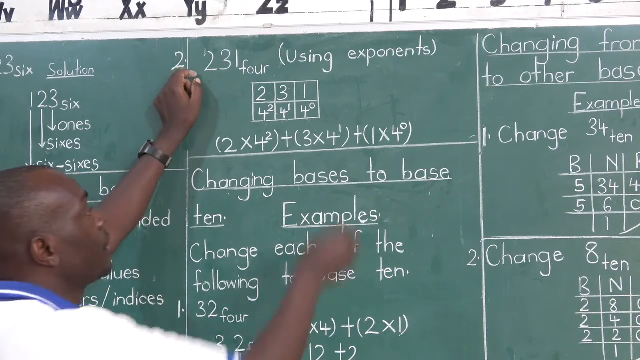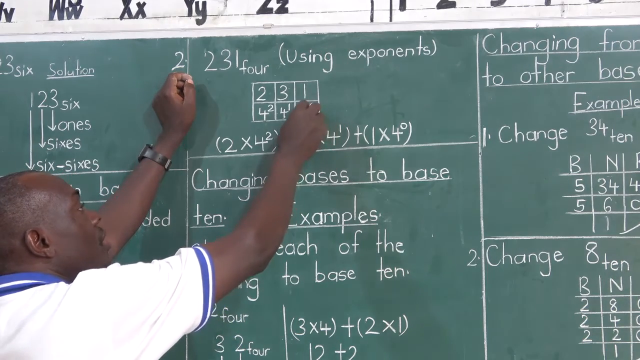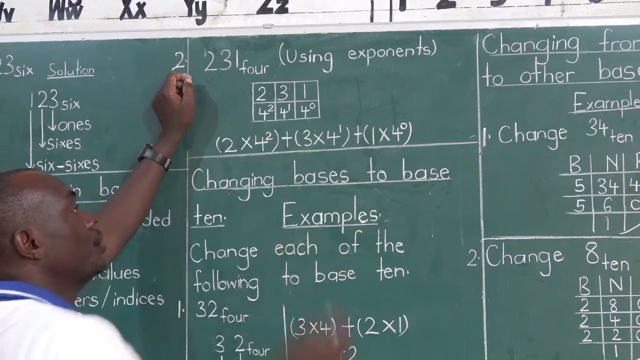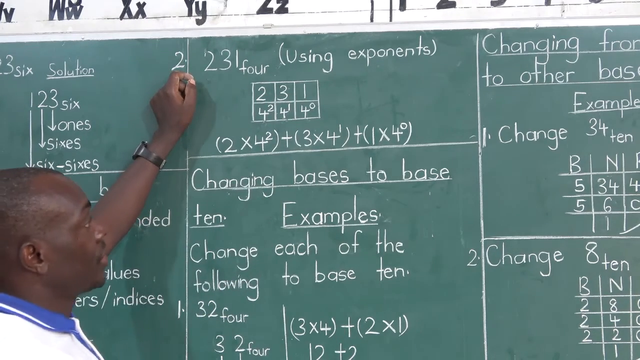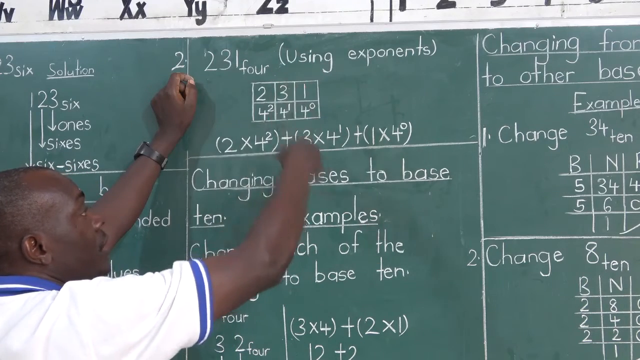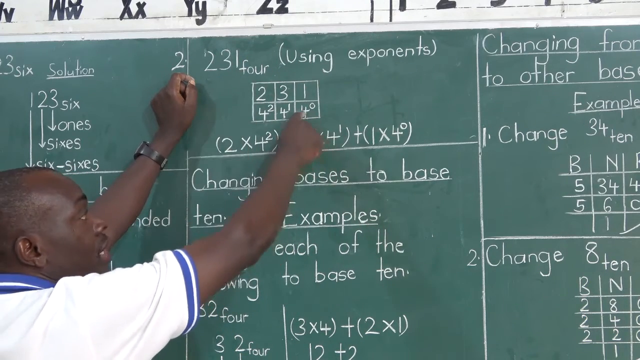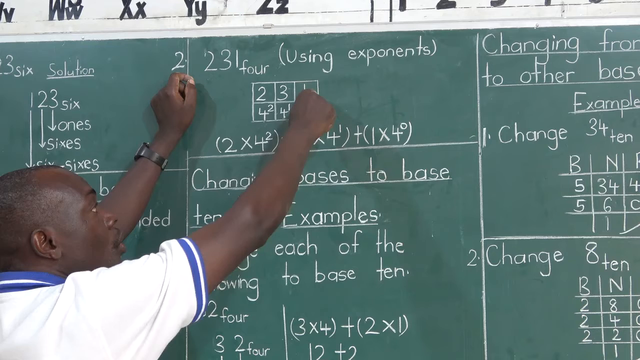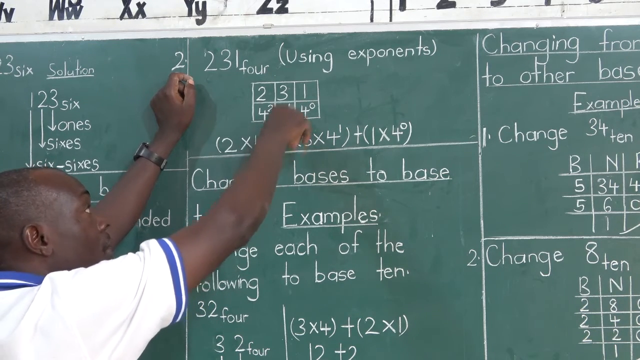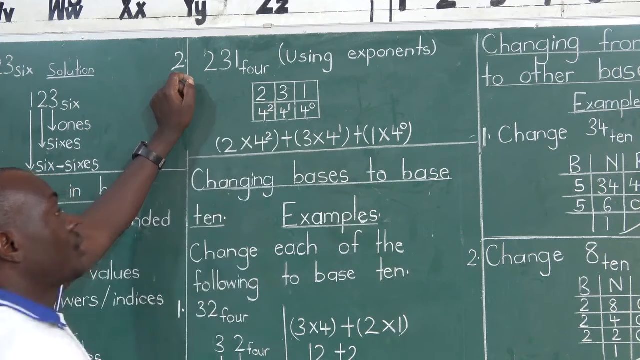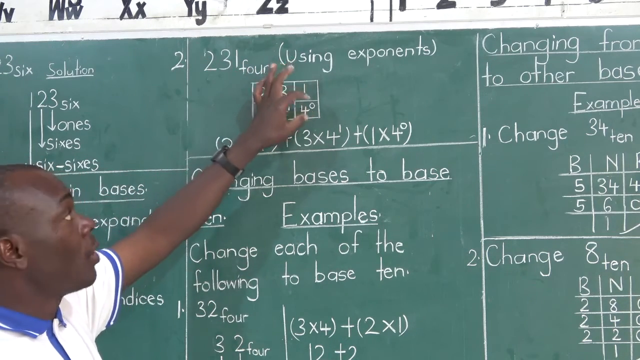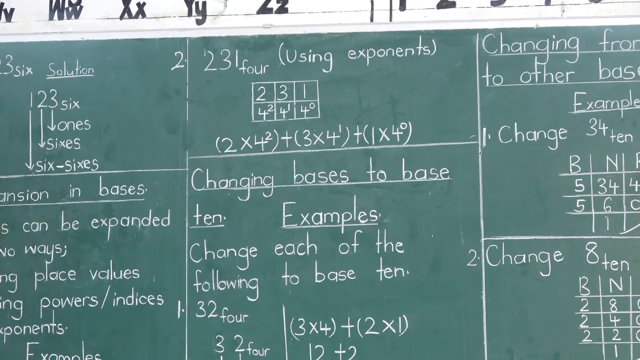Then show the exponents or the powers or indices: 4 to power 0, 4 to power 1, 4 to power 2. You must note that we write power 0 from the 1's place value and go forward. So we say 4 index 0 or power 0, here 4 index 1 and then 4 index 2. And these are the indices or exponents or powers that we are going to use to expand.